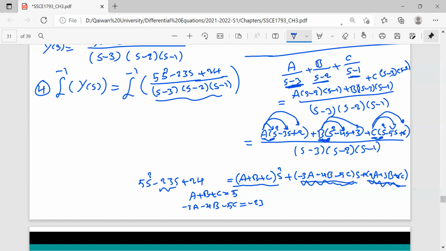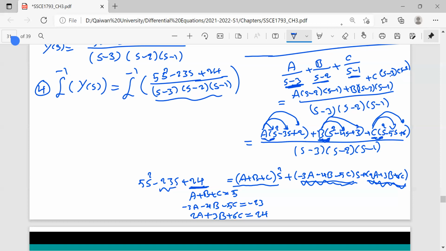And the constant terms: 2a plus 3b plus 6c equals the constant term here. The constant term here is 24. We have these three equations. We can solve them and get the values of a, b, and c. You can use Cramer's rule for finding a, b, and c.